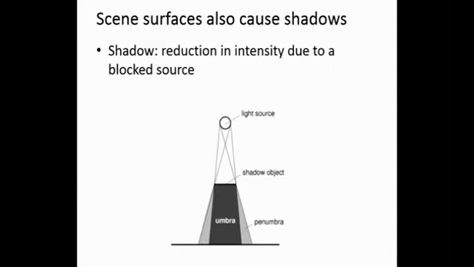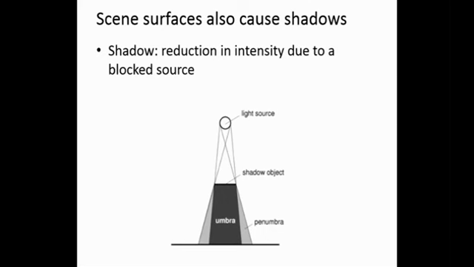Beyond inter-reflection, there's also shadows, of course. Seen surfaces cause shadows. A shadow is just a reduction in intensity due to a blocked surface. So a little bit of shadow terminology: we've got some light source here, and we've got the object that's causing the shadow.